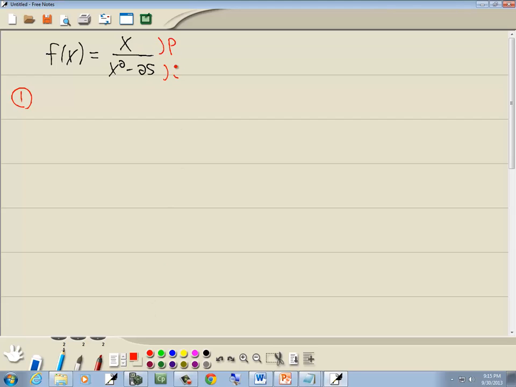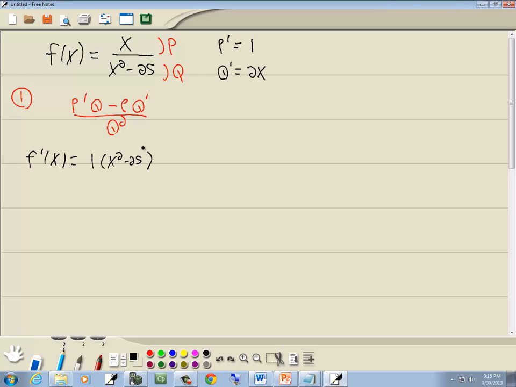Top part's going to be p, and bottom part's going to be q. P prime, the derivative of x is 1. Q prime, the derivative of x squared minus 25 is 2x. Now our formula is p prime q minus p q prime over q squared. So for our derivative, p prime we said was 1 times q, which is x squared minus 25, minus p, which is x, times q prime, which is 2x, all over q squared. So we got x squared minus 25 squared.